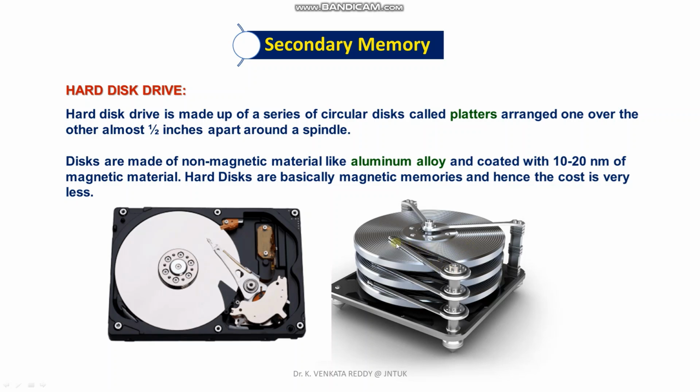Magnetic heads are used to store the information into the hard disk and to read the information from the hard disk. In hard disk drives, the movement of these magnetic heads to the desired locations is controlled by stepper motors. The hard disk drives are basically magnetic memories, and the cost of these memories is very low. In the present market, 1 terabyte of hard disk is available at a cost of 4,000 rupees and 2 terabyte hard disk is available at a cost of 6,500 rupees.